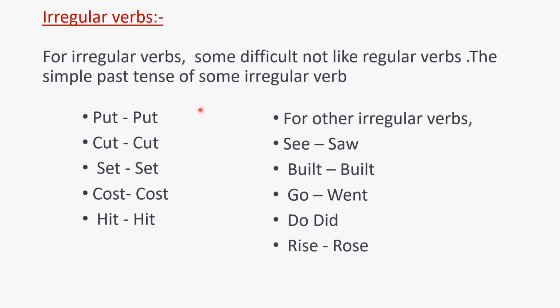In our English grammar, we have irregular verbs also. Irregular verbs are somewhat difficult, not like regular verbs. The simple past tense of some irregular verbs are put, put, cut, cut, set, set, cost, cost, hit, hit. Okay, there is no change between present tense and past tense. Other irregular verbs are see, saw, build, built, go, went, do, did, rise, rose. These are examples of irregular verbs.